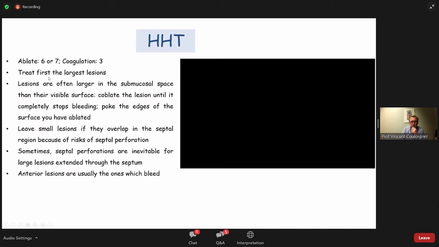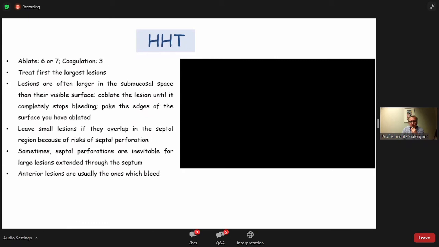Some tips: you first have to treat the largest lesions. Lesions are often larger in the submucosal space than their visible surface. So you have to go on coblating the lesion until it completely stops bleeding. And sometimes you can poke the edges of the surface you have ablated to see if there are no residual, to be sure there is no residual vessel and lesion around the already ablated surface.